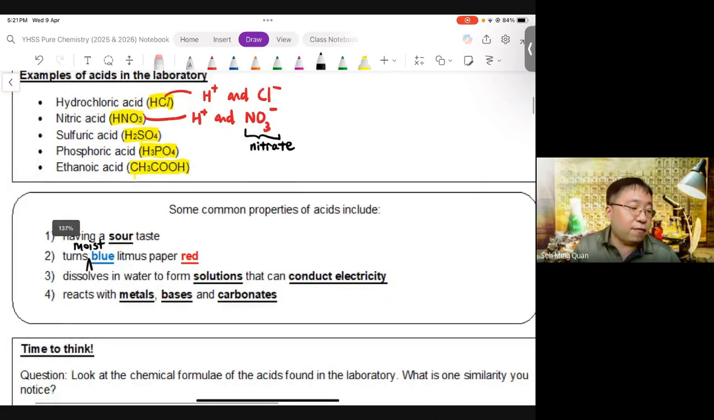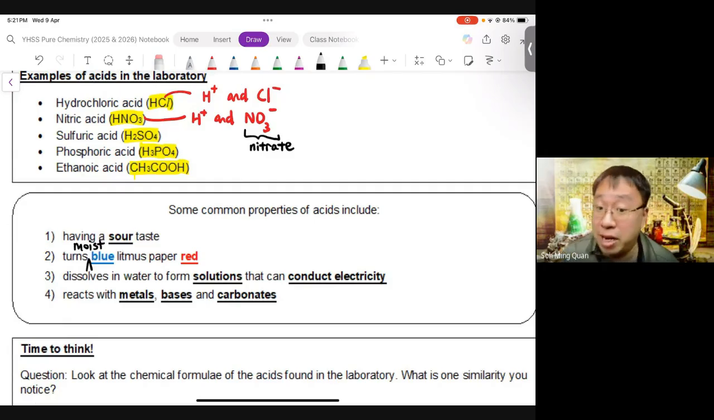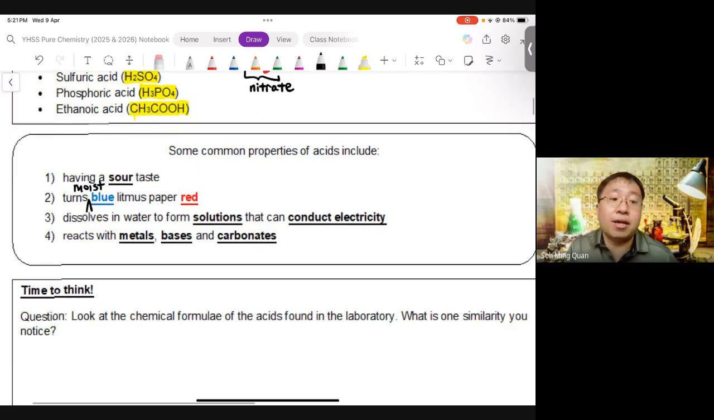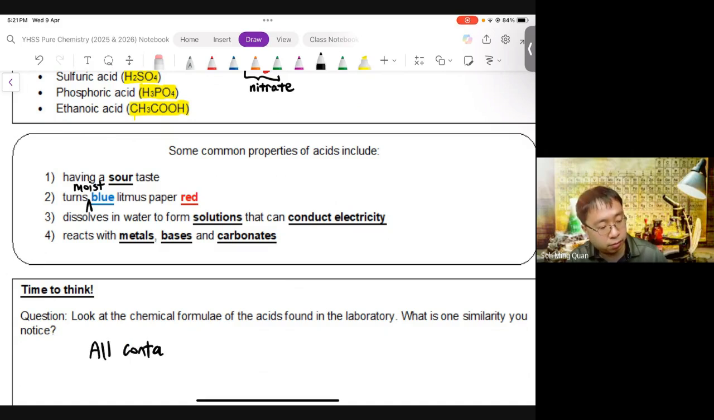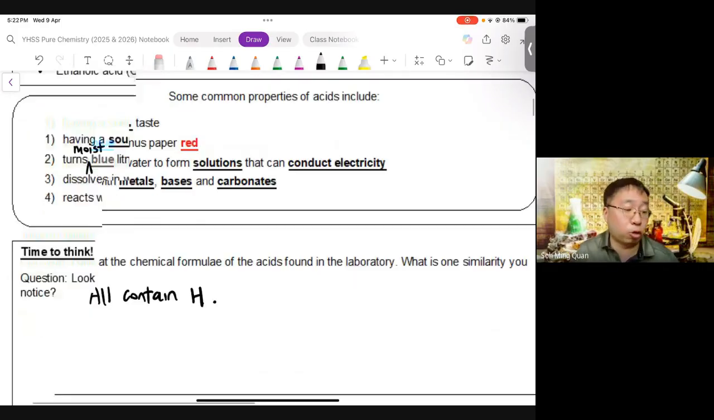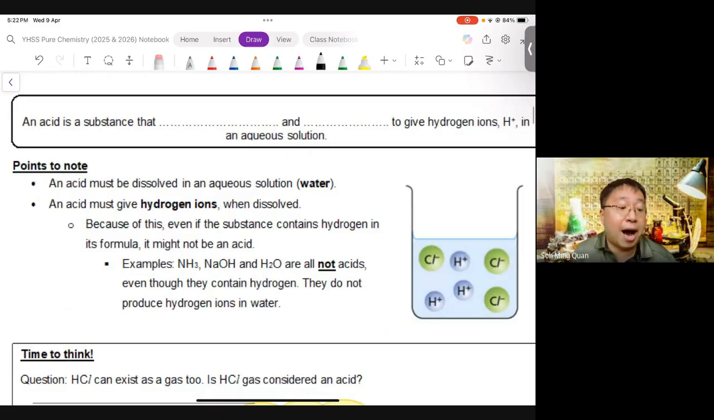Now, if you just look at all the formula that have been highlighted in yellow, all the formula of the acids, you will notice something in common about the chemical formula. I'm sure you have spotted it. All of them contain hydrogen. There is hydrogen in all the formula of the acids. Of course, this is central to the function of the acid. So now let's move on to the definition of acids at upper sec.